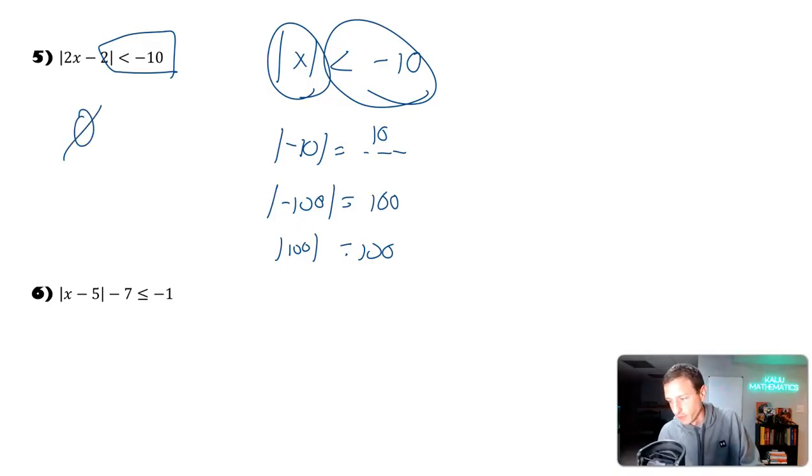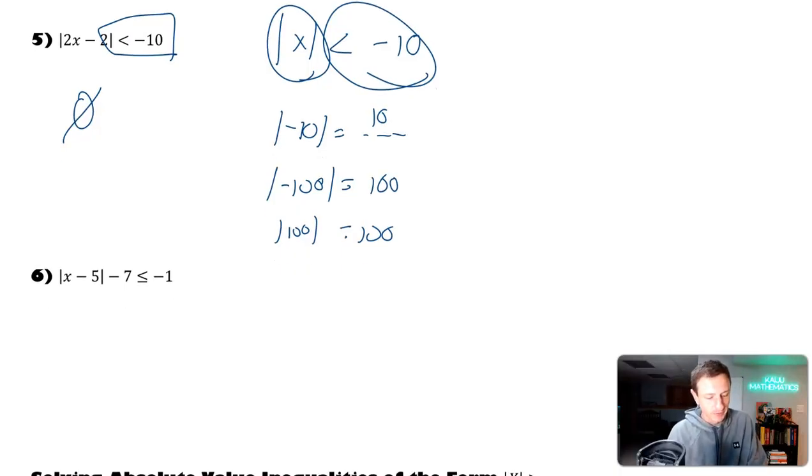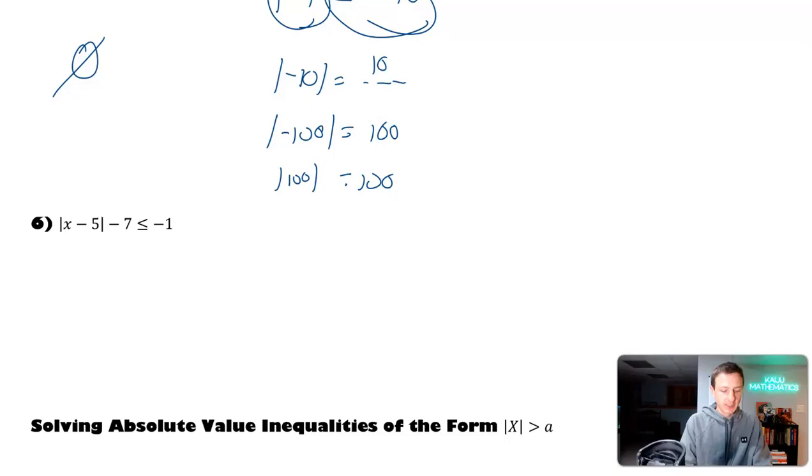We don't have a solution for that. So no solution, the empty set, a couple of different ways to identify that. So if it's less than a negative, you can't do that. Now, the reason I was able to make this conclusion on this one was because the absolute value was by itself, and then I identify, well, this is less than a negative, I can't do that, so then that's no solution.